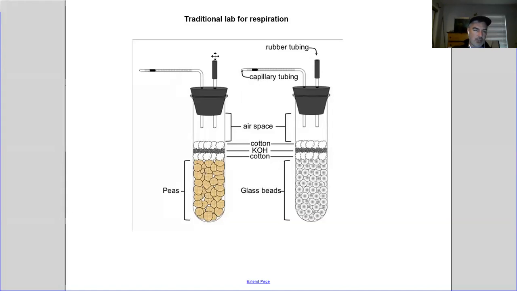The rubber tubing here, this little tube on top, is going to cut off the oxygen and seal it closed. So there's a seal here, a seal here. This is completely sealed off. And this is just the airspace that has the oxygen in it for them to actually use.